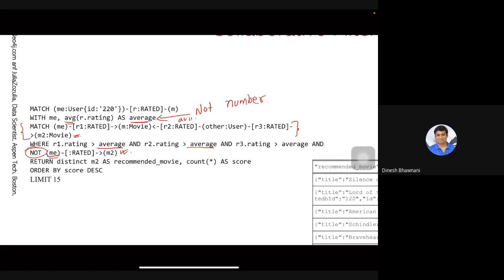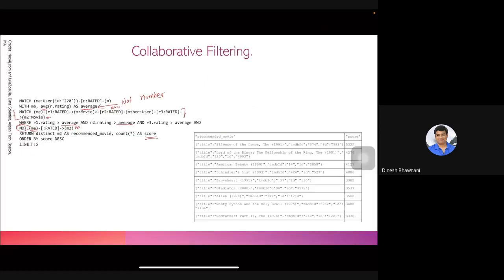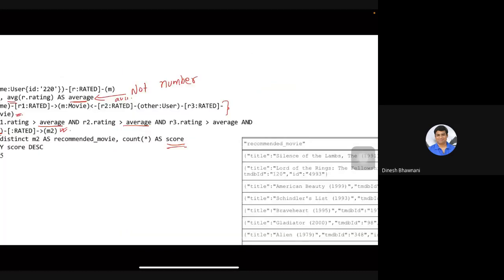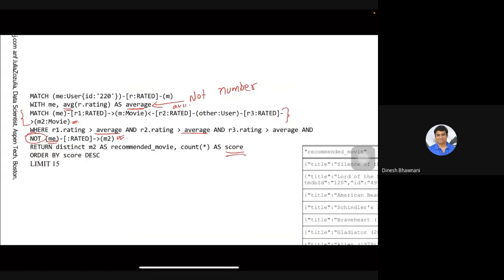So return distinct M2. We're trying to find that path again, and you're ordering it by score descending. So what do you want to put in the score? You're going to put the thing you had seen earlier: the number of paths. You're going to put that inside the score using the count function. So return distinct M2 as recommended movie, count star, so count the number of paths as score. Then order by score descending. Limit. Again you can set how much limit you want.